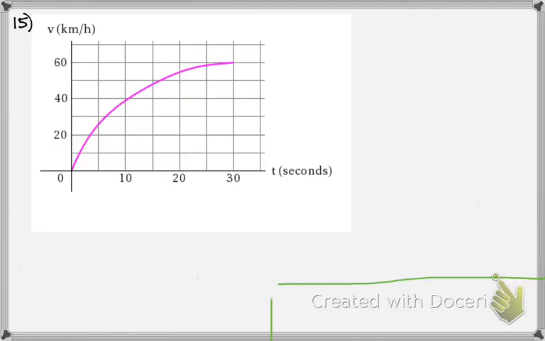Number 15 says, what if the velocity function is not constant? The distance is still the total area under the curve. The velocity graph of a car accelerating from rest to a speed of 60 kilometers per hour over a period of 30 seconds is shown. Estimate the distance traveled during this period. Use 6 midpoint rectangles.